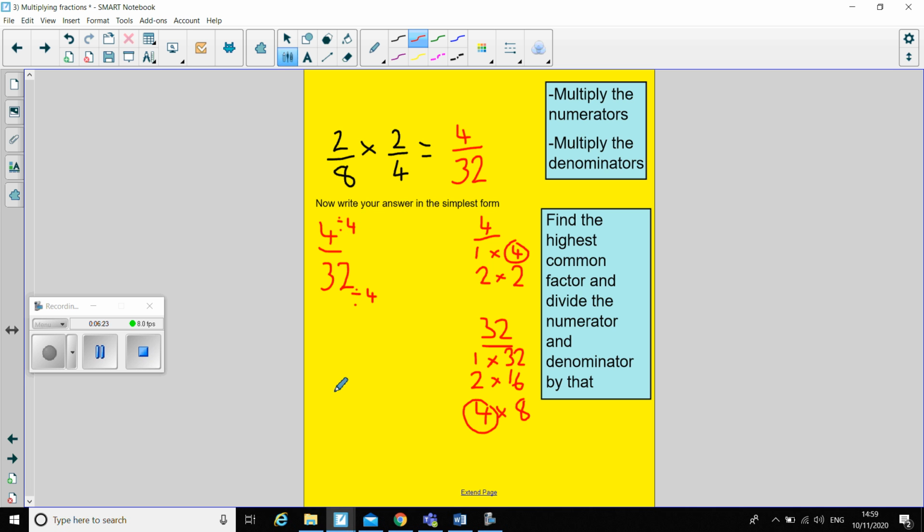So 4 divided by 4: if I've got 4 and I split it into 4 equal groups, I get 1. And then 32 split into 4 equal groups gives me 8. So in its simplest form, the answer to this question is 1/8.